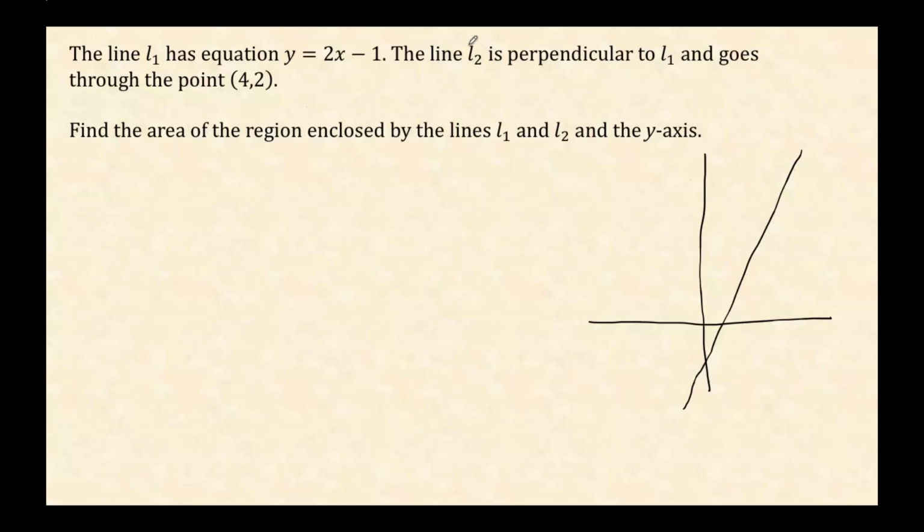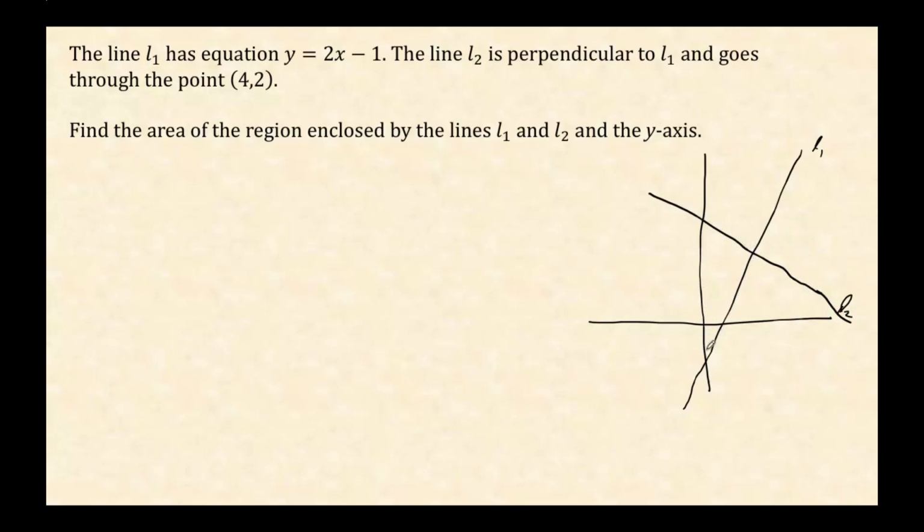Line L2 is perpendicular to L1 and goes through the point (4, 2). So (4, 2) is maybe somewhere around here, and it's got to be perpendicular to L1. So perpendicular and going through that point, that means it's going to look something like this. That's not a very good straight line, but you'll do a better job. There's L2, and what we're looking for is this region in here.